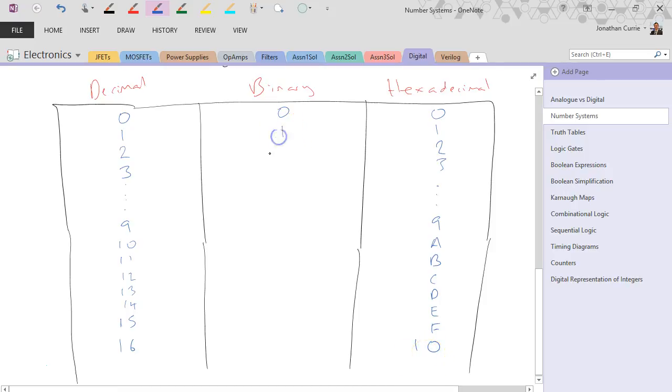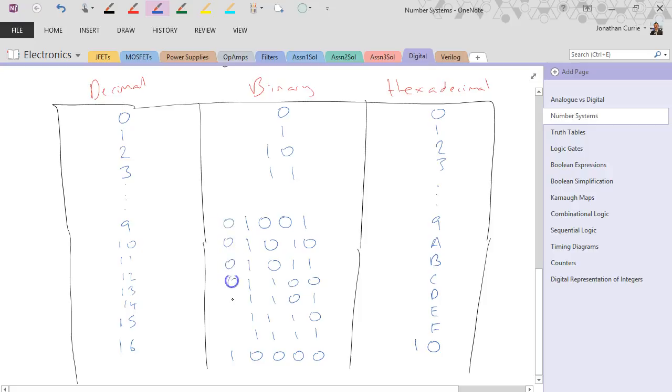Binary, okay, and then 9 in binary will be 8 plus not 4 plus not 2 plus 1. 10, 11, 12, 13, 14, 15, and then finally 16. We need an extra column.